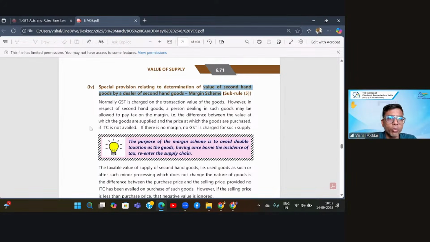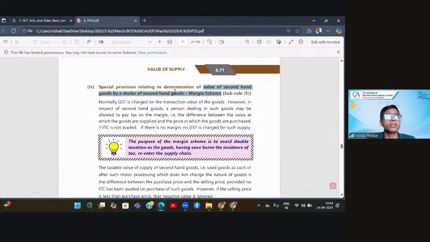This is applicable only to the dealer of second-hand goods. I am not the dealer. I have bought these goods for my business. I use the goods, and after using, now I'm selling it as second hand. For me, this is not applicable. Whom is it applicable to? It is applicable to that person who is dealing in second hand laptops, second hand computers, second hand cars.